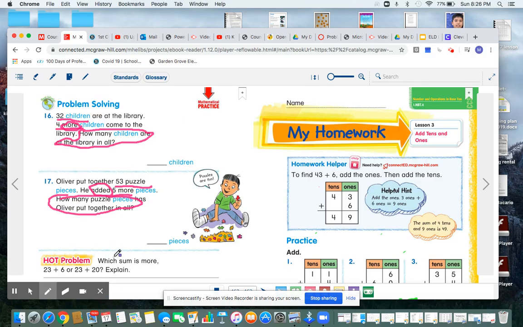Now, the hot problem. Which sum, remember, boys and girls, sum means the answer to an addition problem. So which sum, the answer, is more? So let's look at the problems that they're asking us. 23 plus 6 or 20 plus 20. Which one of these, which answer is going to be more? Please explain. So once you have completed this, go ahead and submit your homework into Schoology.